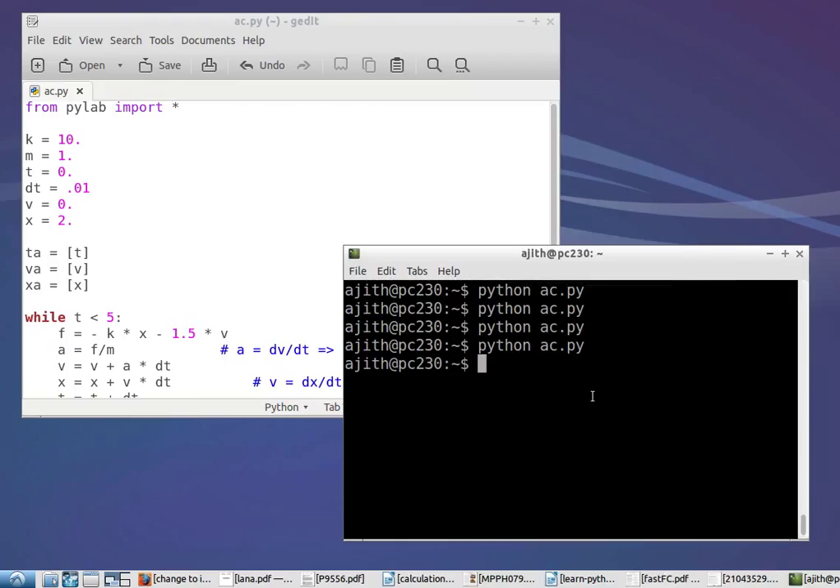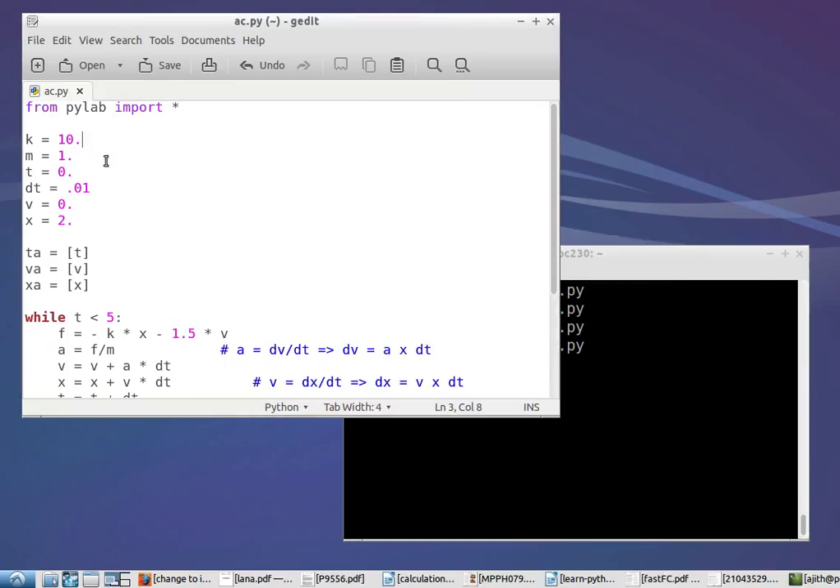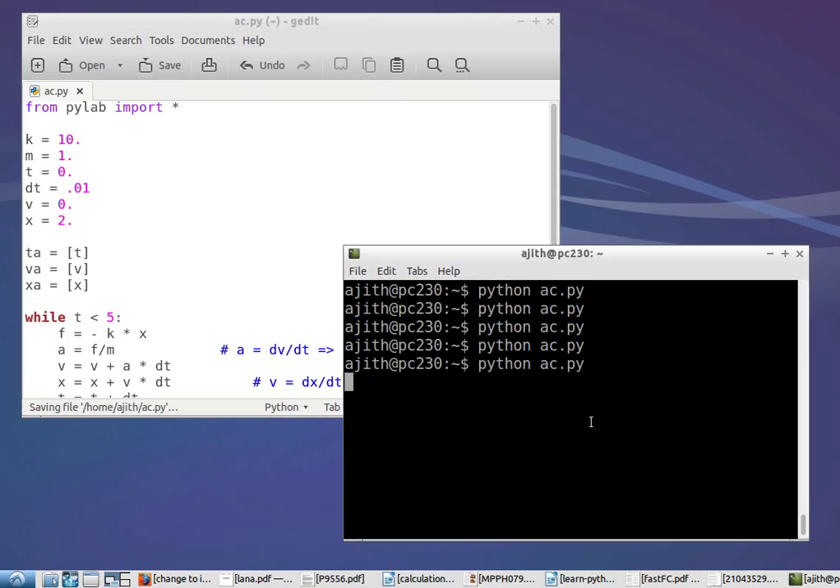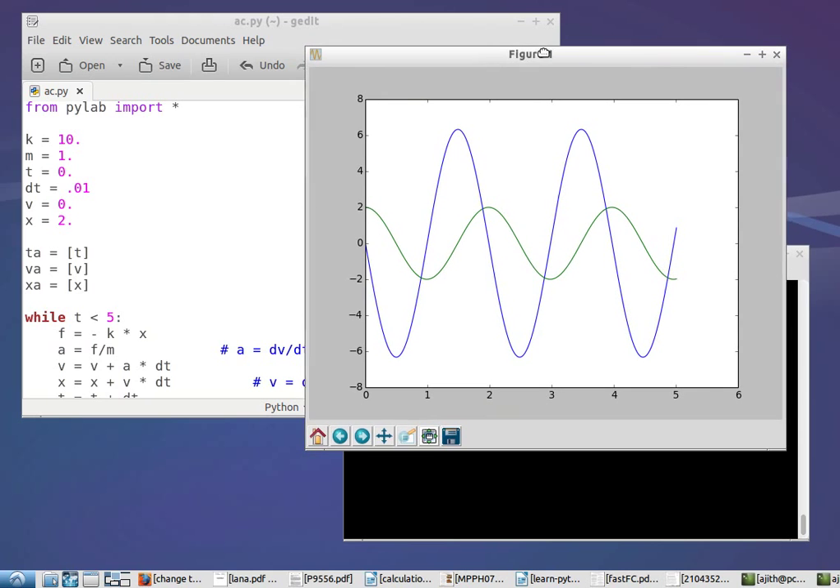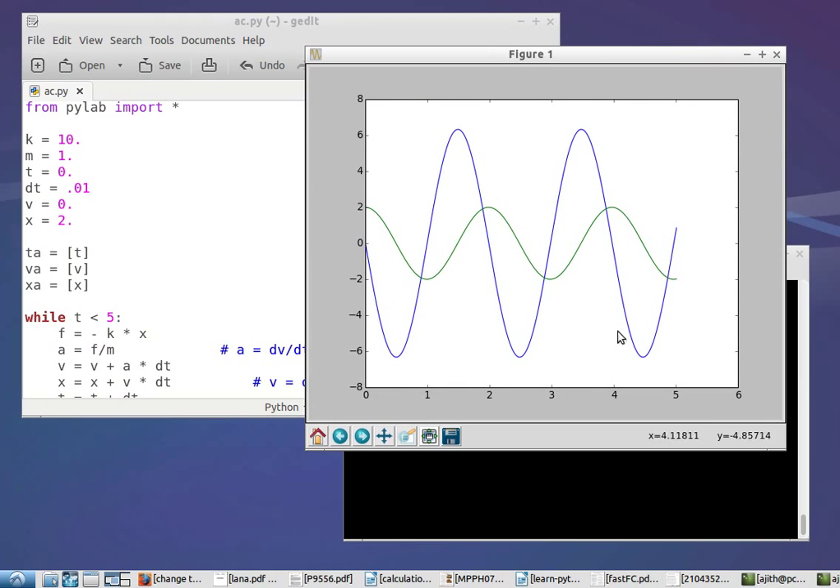And now you can study the effect of the spring constant. Suppose say you increase the spring constant. So let us remove this damping term now, and without changing anything else, let's once again run it. So this is what you see. That means within 5 seconds you have something like 2.5 cycles.